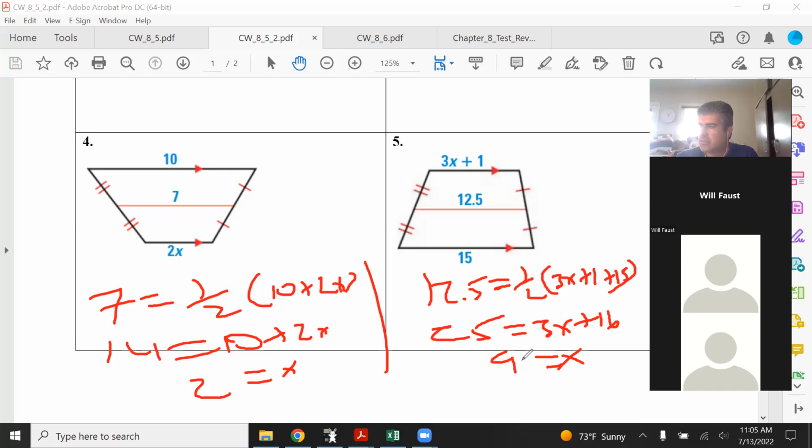Okay. Yeah, Anil, go ahead. Is that 25 equals 3x plus 16? Yes, that is. Thank you. Let's make it a little more clear. Yeah, because I multiply both sides by 2 to get 25.